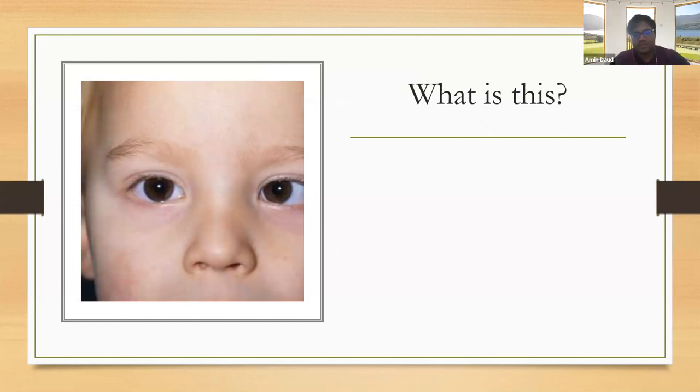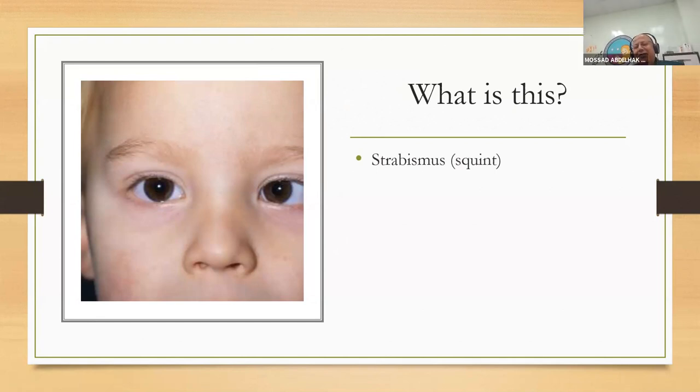Strabismus. Strabismus, yes, correct. So this is not correct. She must give a complete diagnosis. If you are able to be complete, don't accept to be partial. Where is the sequence? There is malalignment of both eyes, which is known as squint. But is it squint on the right or on the left?